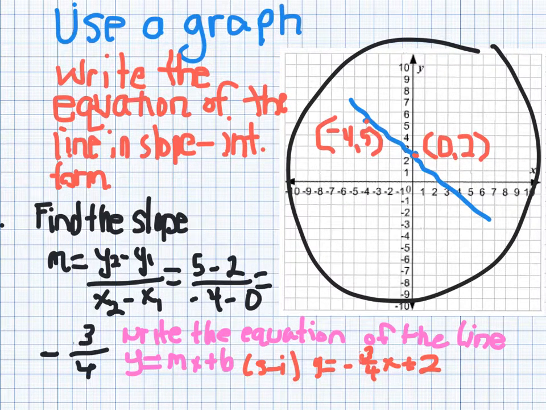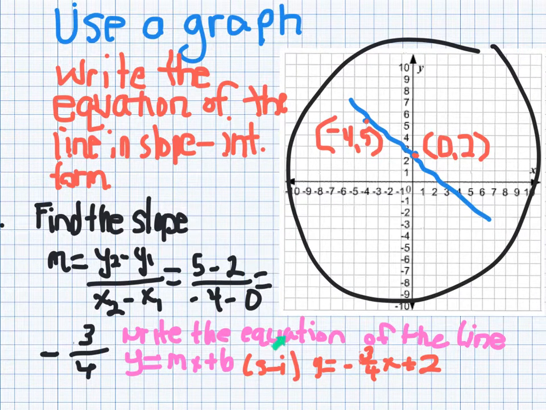To write the equation of the line in slope-intercept form, the first thing we have to do is find the slope, and that's the formula m equals y2 minus y1 over x2 minus x1. When we plug in our numbers, we had a 5 here, we'll put it there. We had a 2, that would go there. That's our y2 and y1. We have a negative 4, and we have a 0. So when we subtract the 2 from the 5 and the 0 from negative 4, we get negative 3 over 4.